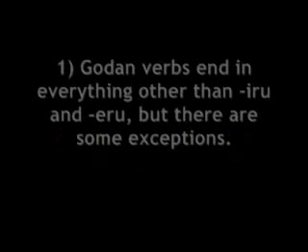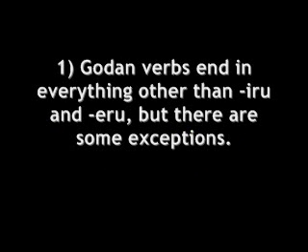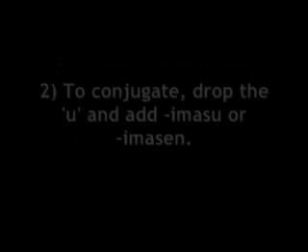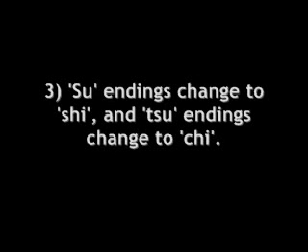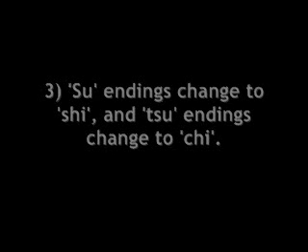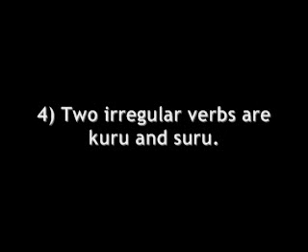So let's review what I said today. Godan verbs end in everything other than iru and eru, but there are some exceptions where there are verbs that end in those that are actually Godan. To conjugate them, drop the u and add imasu or imasen. You should note that su endings change to shi, and tsu endings change to chi. There are two irregular verbs in Japanese, kuru and suru.